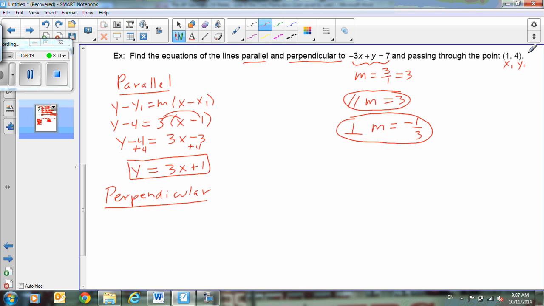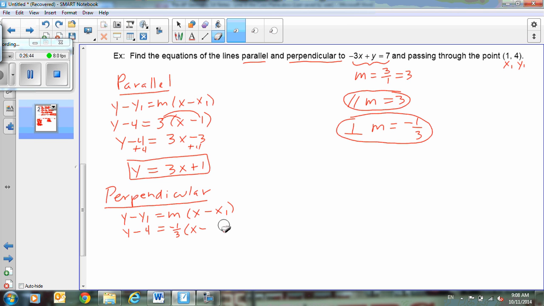We're going to use the same x1, y1 and plug it into our point-slope form. y minus y sub 1 is equal to the slope times x minus x sub 1. So that would be y minus 4 again is equal to, this time we're going to use that perpendicular slope of negative 1/3 times x minus x sub 1. Oh, I know what x sub 1 is. What am I doing? Sorry about that. Let me fix that. Okay, x sub 1 is 1.